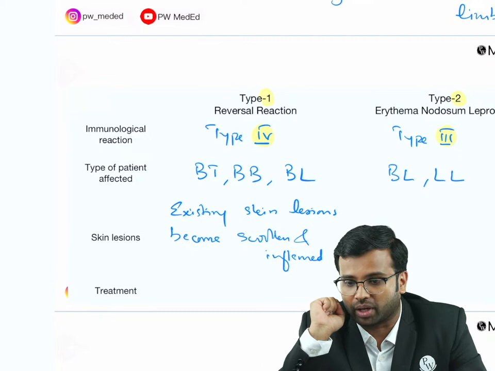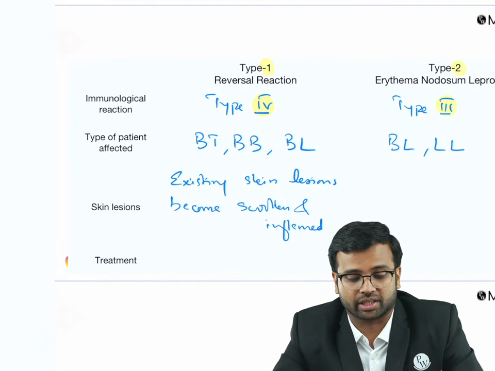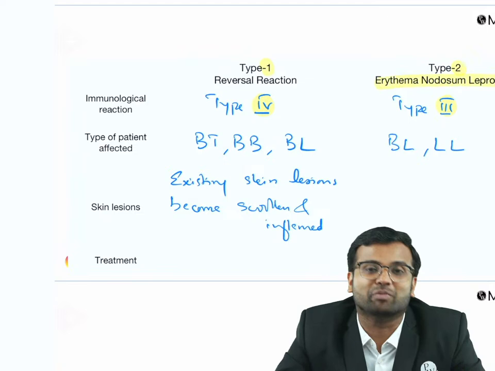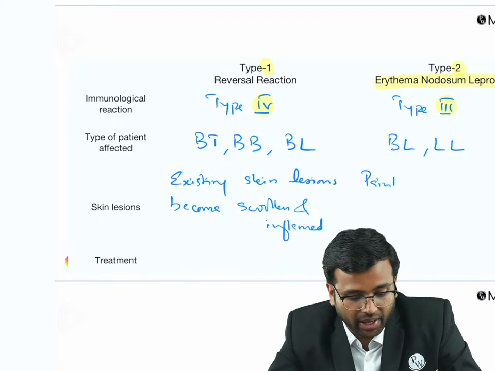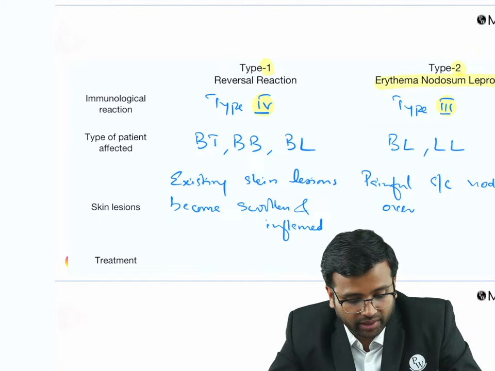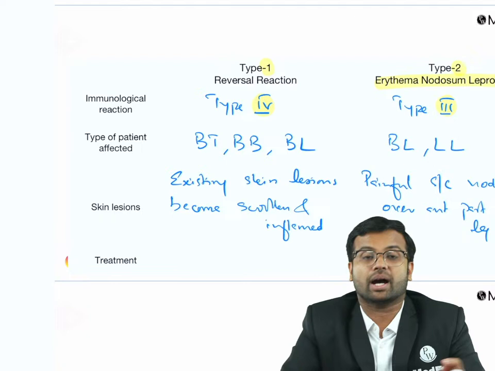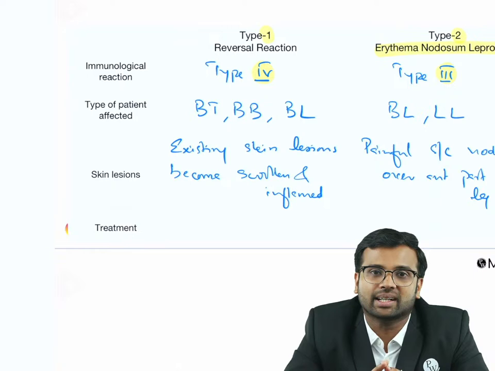Whereas what is going to happen in the type 2 lepra reaction? See the other name of type 2 lepra reaction. It is also called as erythema nodosum leprosum. So what you can see is, you can see painful subcutaneous nodules over the anterior part of the leg, and that is what is seen in type 2 lepra reaction.